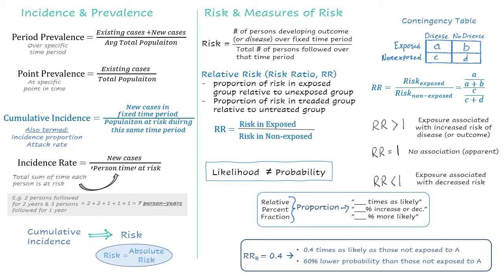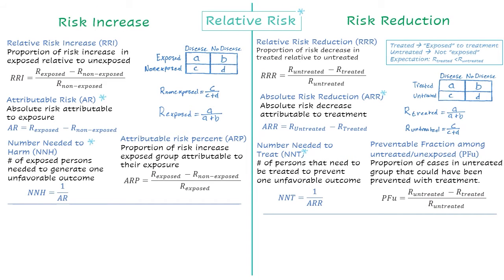As implied by the examples, a relative risk greater than 1 indicates a positive association between exposure and outcome, less than 1 a negative association, and equal to 1 indicates no association. Another cool thing about relative risk is that it can be used to communicate both risk increase and risk reduction. However, other measures of risk can be used to illustrate risk increase or risk reduction based on whether a study is investigating a potential risk factor or a treatment.